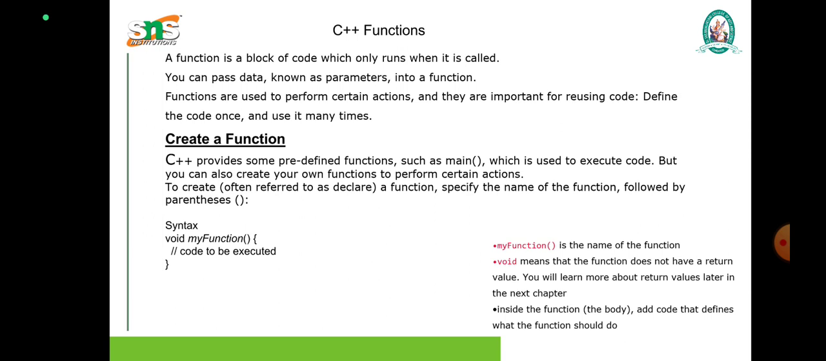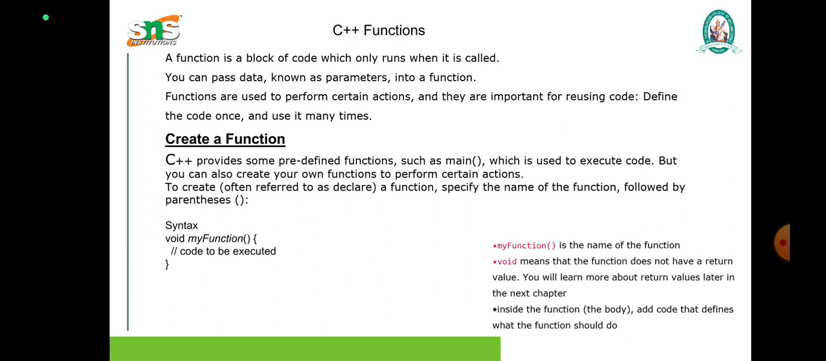A function is a block of code which only runs when it is called. Only if we call that function will it run. It is a block of code. You can pass data, known as parameters, into a function. Whatever data we pass into the function is called parameters. We can also call these parameters arguments.